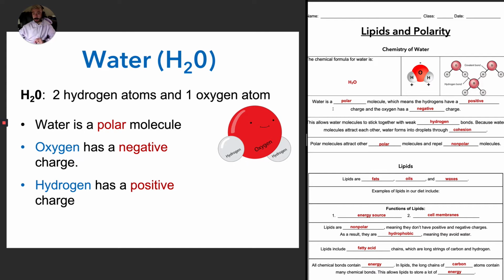And so here, water is a polar molecule, which means that the hydrogens have a positive charge and the oxygen has a negative charge. So that's what it means for water to be polar. Now, if you go into chemistry, you'll talk way more about what it means to be polar and how that really works, but for now, as long as we know that water is polar, we'll be okay.